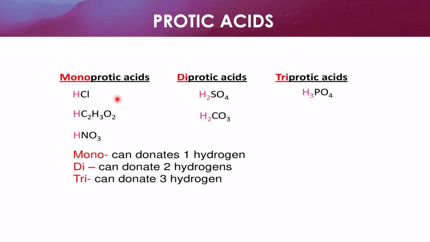Now, for the protic acids, we have three main types. We have the monoprotic acids, which are acids that donate one hydrogen ion, and these are the examples over here. We also have the diprotic acids, which donate two hydrogen ions, and we also have the triprotic acids, which donate three hydrogen ions.